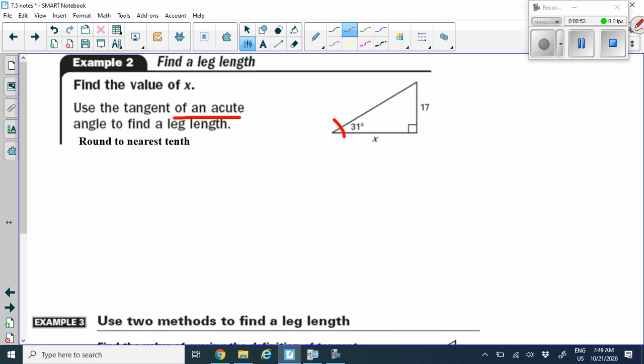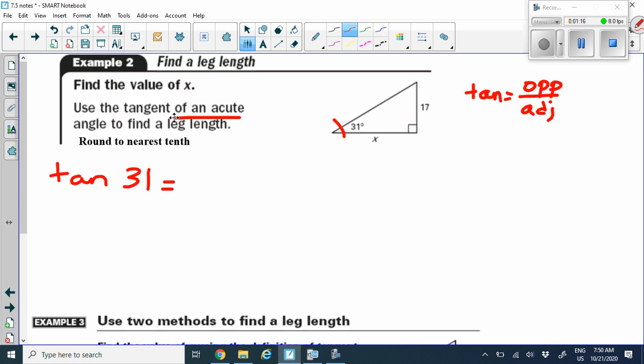So here, I'm going to use tangent because they told us to use that. Instead of just putting the letter like we did before, we will put the numbers. So tangent of 31 equals, now we do opposite over adjacent. Remember, that's always tangent. If you have to write that to remember it, I highly suggest doing that.